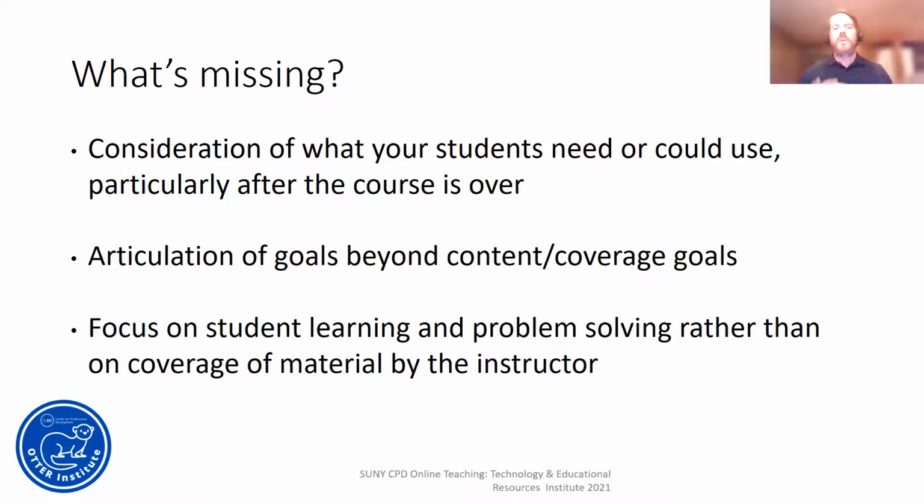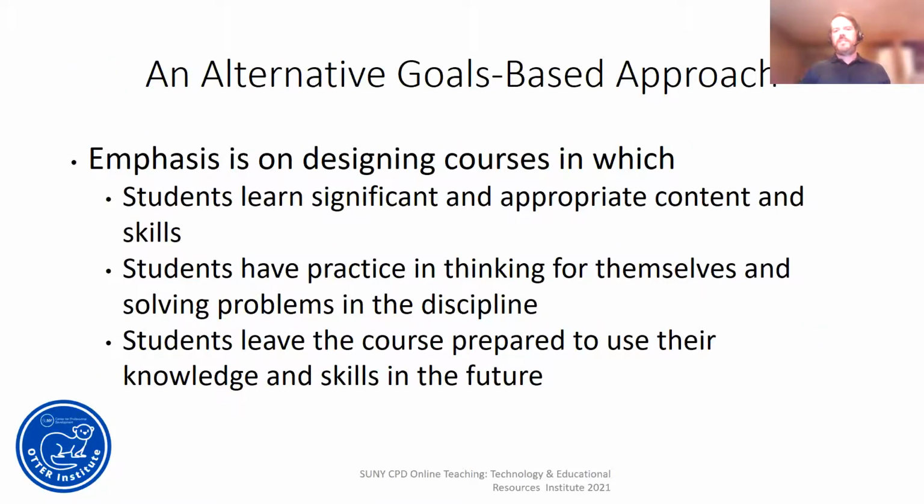So it's basically taking the learning-centered perspective and ignoring the learner-centered perspective. And what we want to do is take that learner-centered perspective, and that's what this process does. This goals-based approach emphasizes that courses should be designed where students learn significant and appropriate content and skills. So content doesn't go away in this model, right?